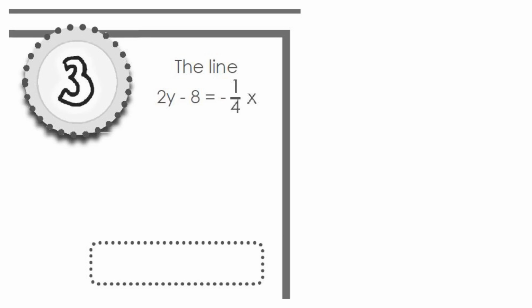A more challenging question. It's challenging because it kind of looks like it's in point-slope form, but do you see this coefficient of 2 in front of y? It means we have to divide everything in this equation by 2. And by doing that, we get y minus 4 is equal to negative 1 over 8 x. And that would be the equation in point-slope form.